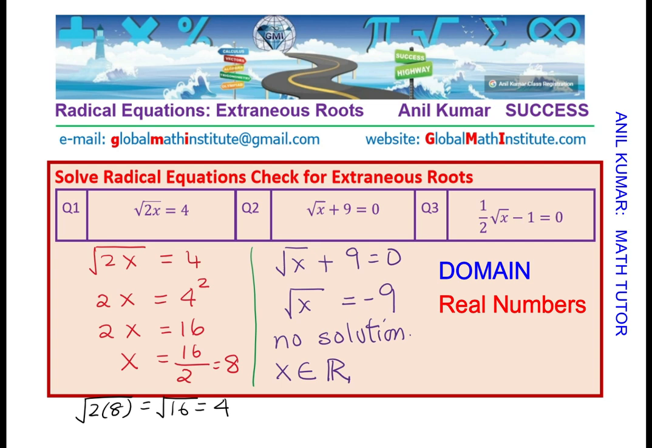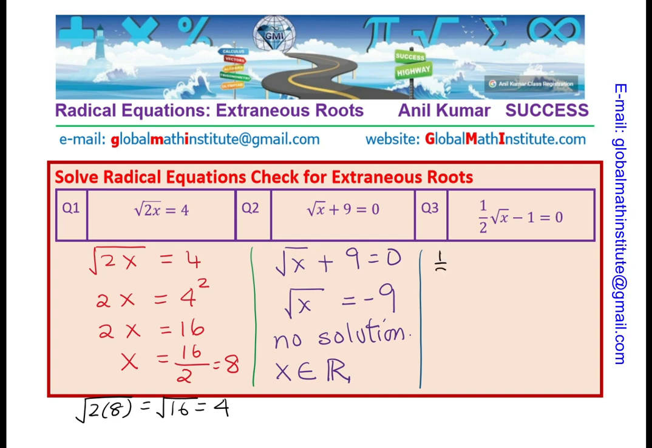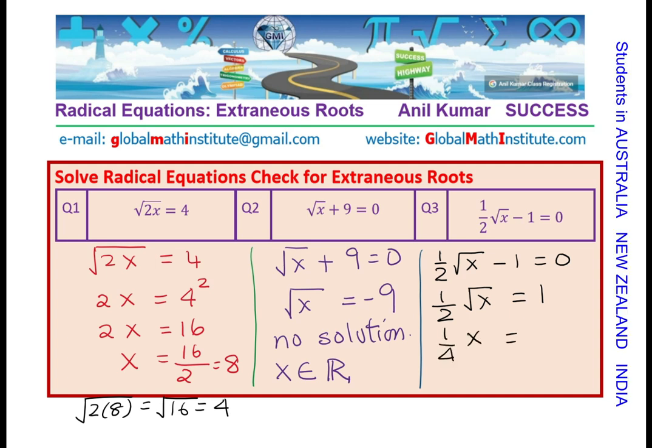Great. Let's take up the third question now. We have half of square root of x minus 1 equals 0. So keep the radicals on one side and everything else on the other. So half of square root of x equals 1. And now we can actually square both sides, or we can take 2 on the other side and then square. Well, if I square both sides, I get 1 over 4 x equals 1 and x equals 4, correct?